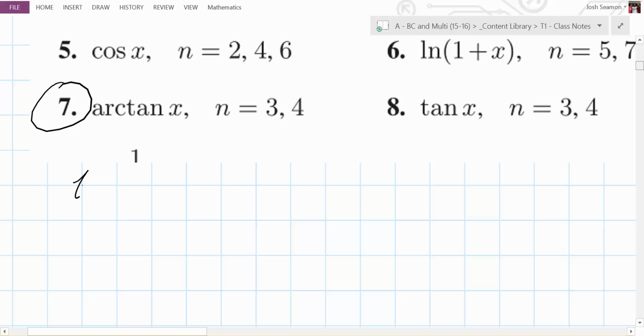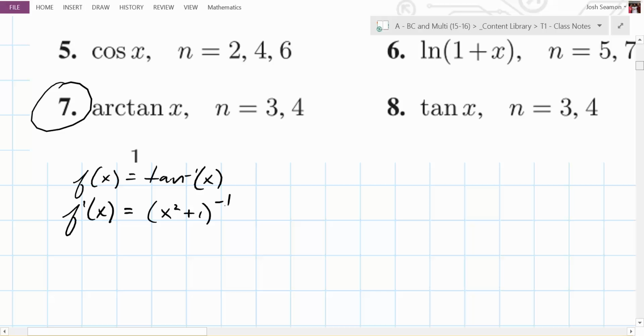So for 10, that's the one you want to do? We have f of x is equal to tan inverse x. You with me so far? So what's f prime of x? Because you're all awesome AB students, you know that immediately off the top of your head. What is it? X squared plus 1 to the negative 1, correct? So what's the second derivative?